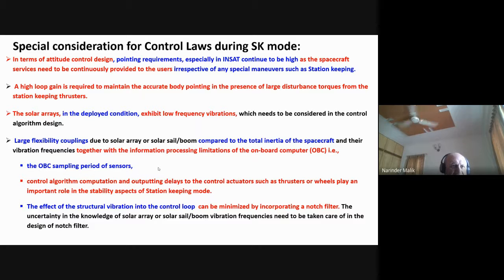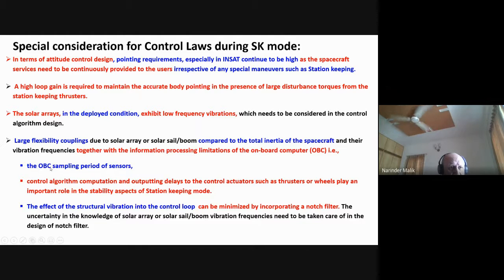You need to have a very high gain, and if you have high gain, then control structure interaction will take place. So you have to do a large number of trade-offs in the design of a control system, especially during station keeping mode with a high gain control system. You have to consider the large flexibility due to the solar array boom compared to the total inertia of the spacecraft.